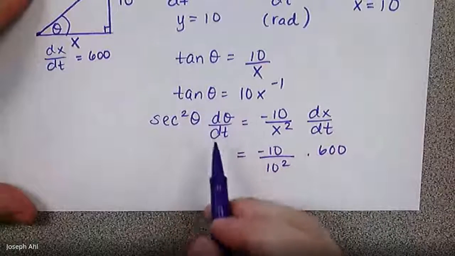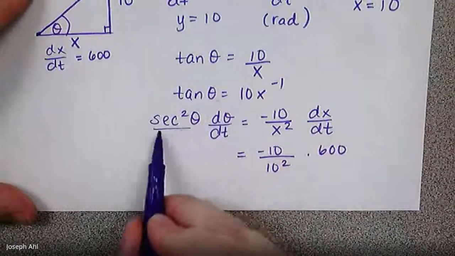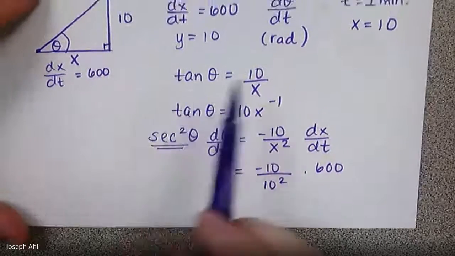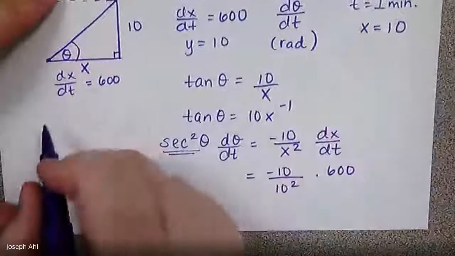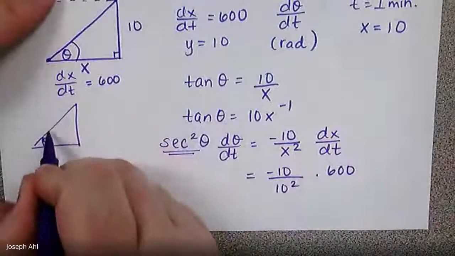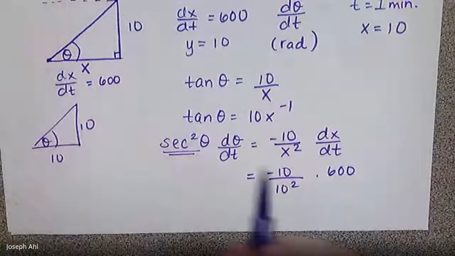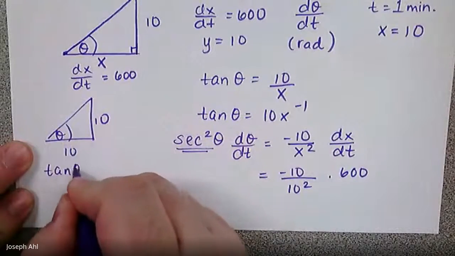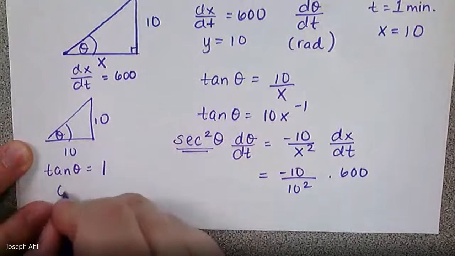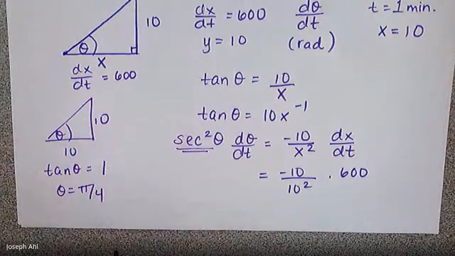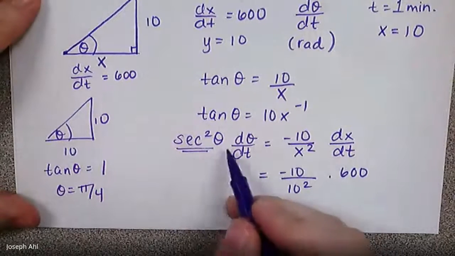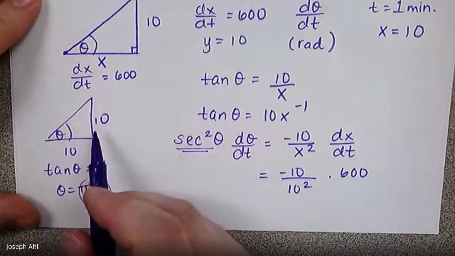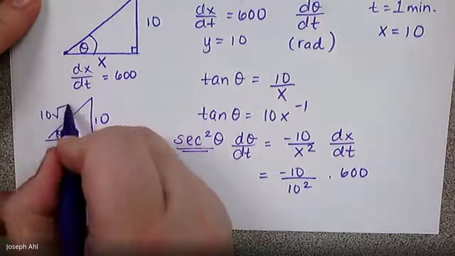And then over here, d theta/dt is what I'm looking for, but apparently I should know something about secant squared of the angle theta. So at this specific moment in time, when x is 10, what is theta? There's our other hidden unknown that we're going to have to establish, right? So at this moment, if I do tan theta equals 10 over 10, which is 1, we know that theta is actually 45 degrees or pi over 4. So this side becomes secant squared of pi over 4.